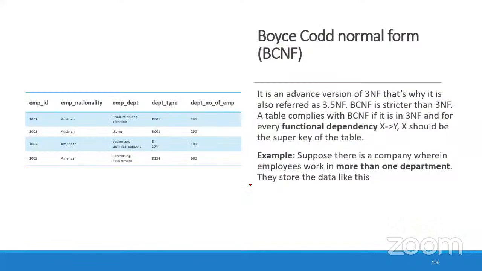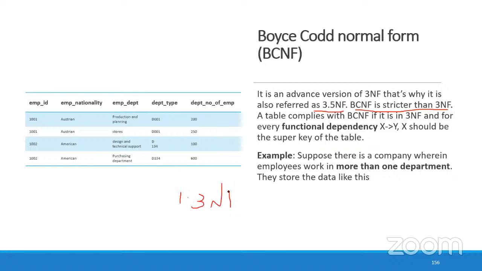Now we can see what a Boyce-Codd normal form is. It is also referred to as 3.5 normal form, a better version of 3NF. It is stricter than third normal form, or you can write stronger than third normal form. Why is it stronger? We can remember that if you want to convert a table into Boyce-Codd normal form, you have to remember 2 points. One, the table must be in third normal form.